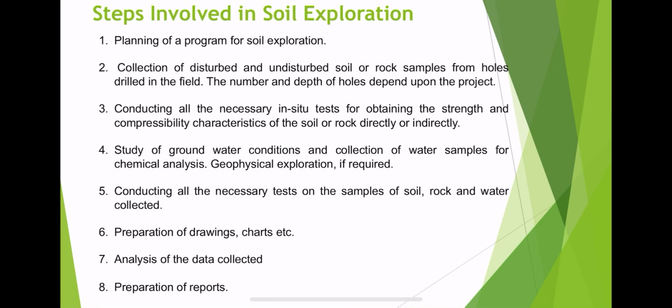What are the different steps involved in soil exploration? First, planning of a program for soil exploration. First we have to plan where we have to dig the soil. Collection of disturbed and undisturbed soils. Already we have discussed: undisturbed soil sample means engineering properties, and disturbed sample means for determining index properties of soil or rock samples from holes drilled in the field. The number and depth of holes should depend upon the project. For small and less important buildings, at least one hole at the center. For large and more important buildings, 5 holes.